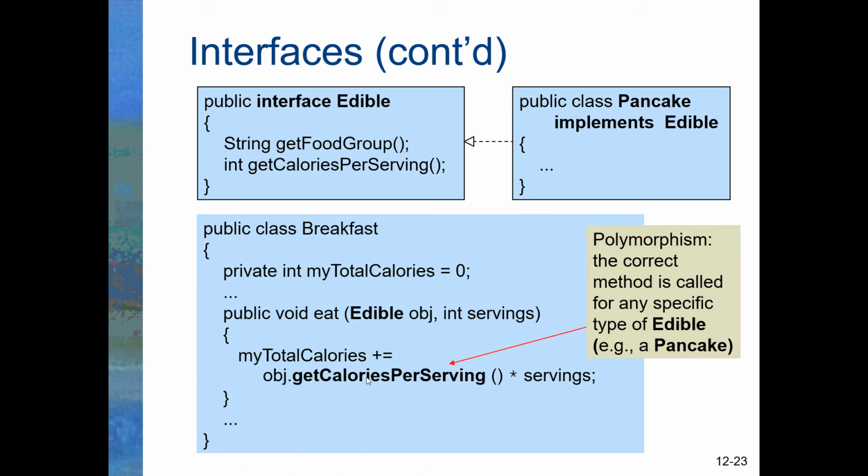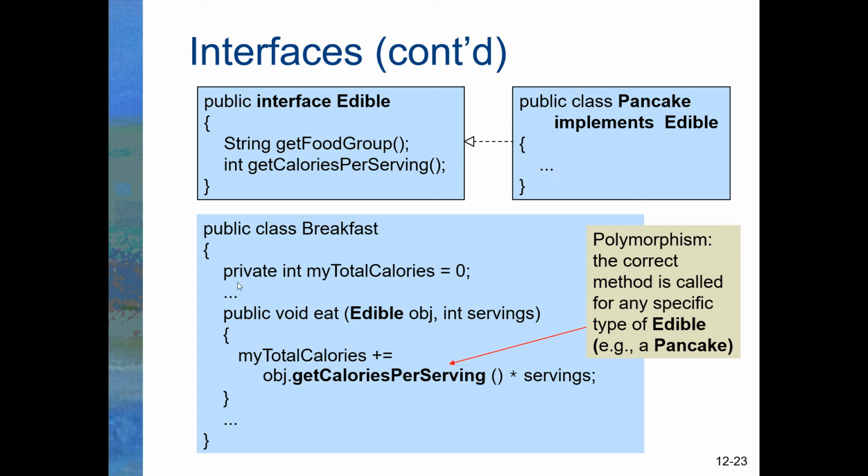So that's the same concept that we had before. Here's an example right now. I have this interface called Edible. And I'm telling you, if you implement my Edible interface, you have to make a method called getFoodGroup, which returns a string, and a method called getCaloriesPerServing, which returns an integer. So over here, they made this class called public class Pancake. It implements Edible. It's got variables and other stuff and methods inside there, but you know for sure it has these two methods in there.